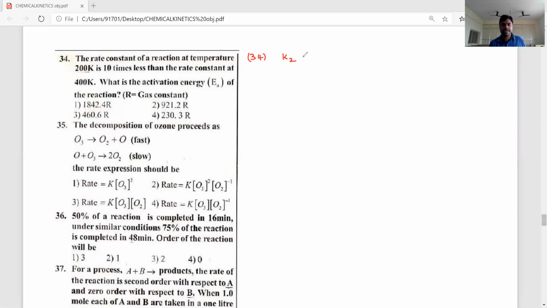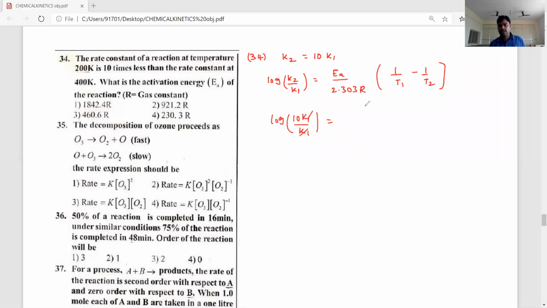K2, at the higher temperature of 400 Kelvin, is equal to 10 into K1. So here the formula is log K2 by K1 is equal to Ea by 2.303 R into (1 by T1 minus 1 by T2). We need to find the activation energy. Log of 10 K1 by K1, K1 will cancel. Log 10 value is equal to 1.